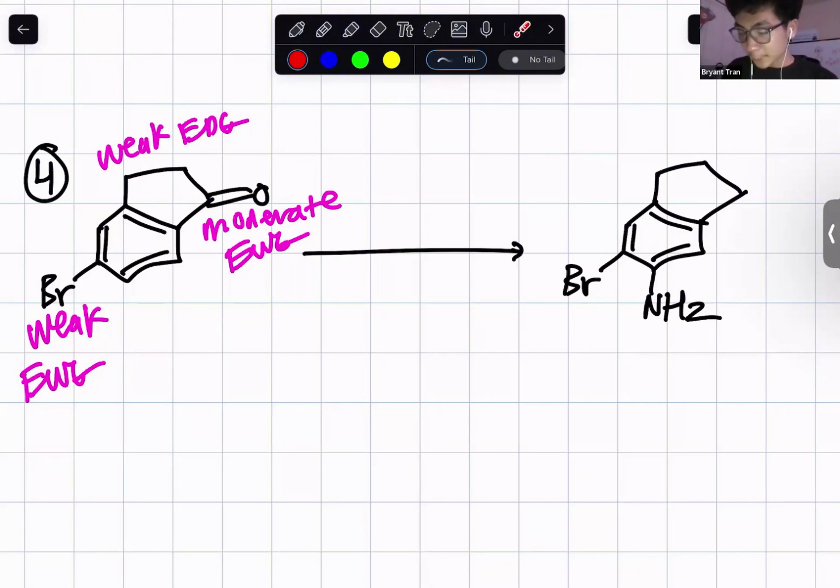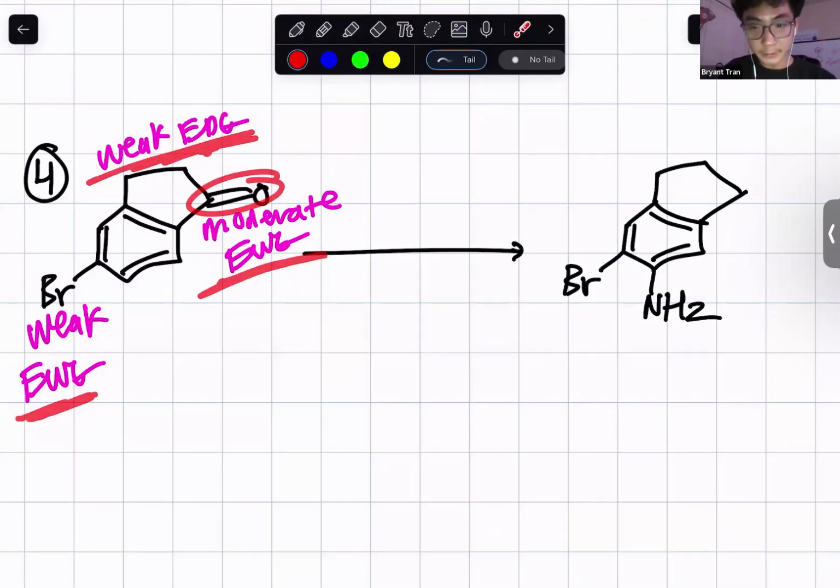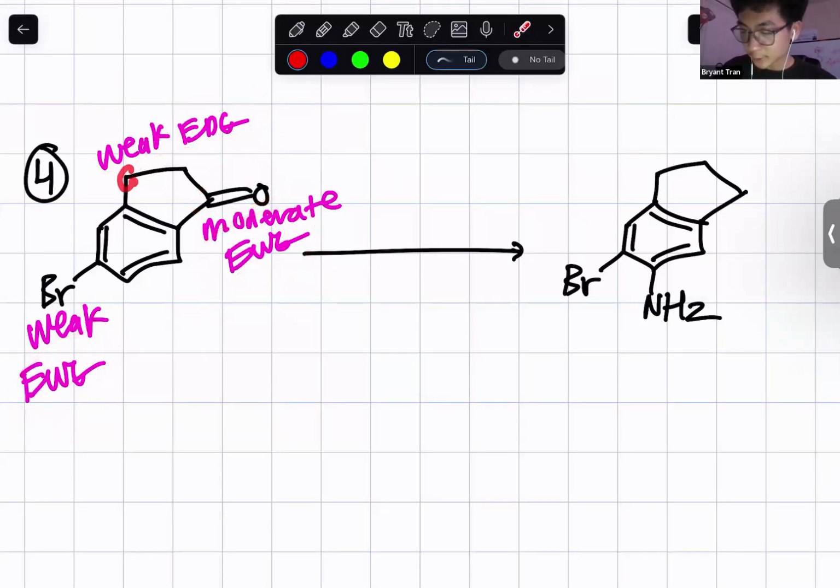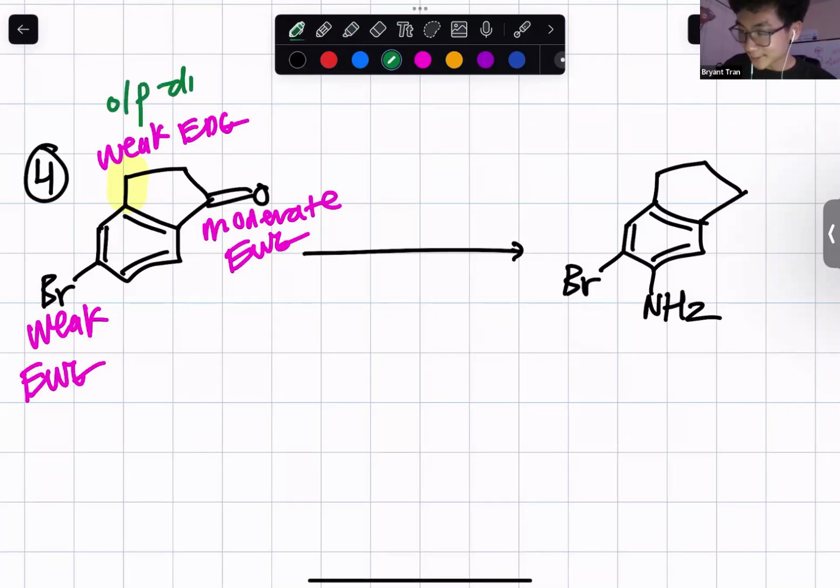Bromine here is a weak EWG. This carbonyl here is a moderate EWG. The EDG here has the strongest activating power, the R group, right? Because it's an electron donating group. Electron donating groups will take priority over all EWGs. So this is my directing group here, this R group right here. And that R group is an ortho para director.